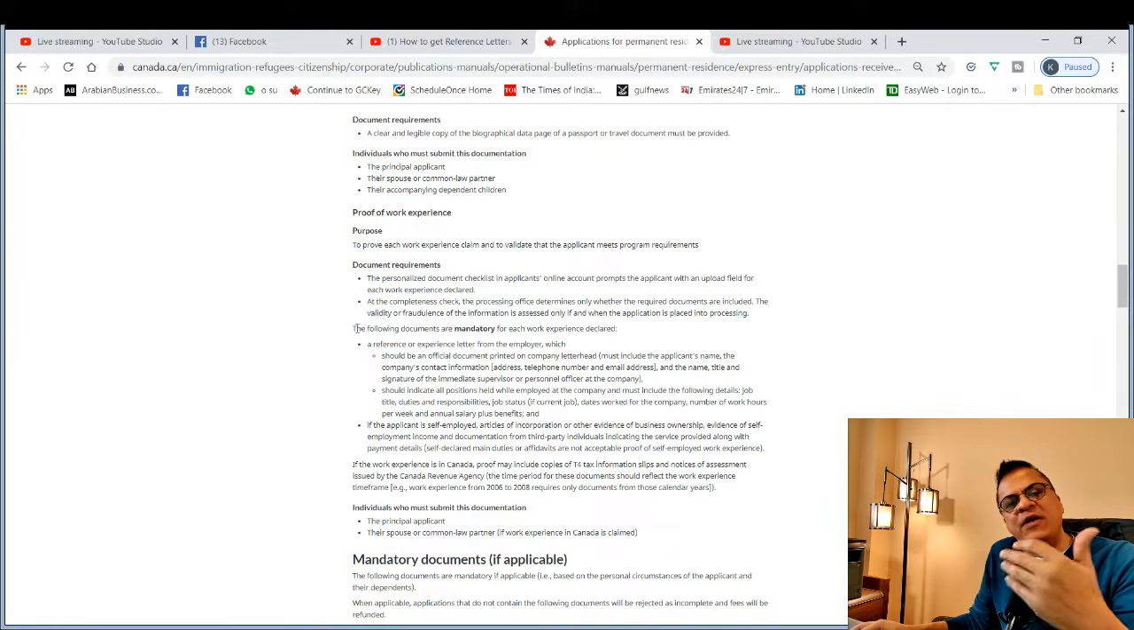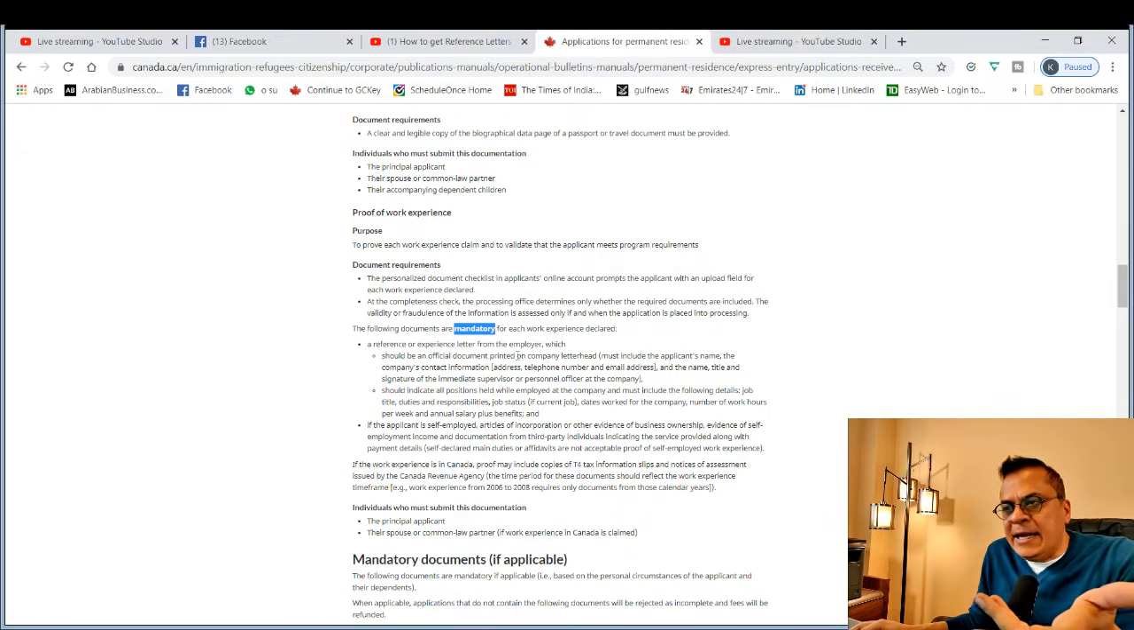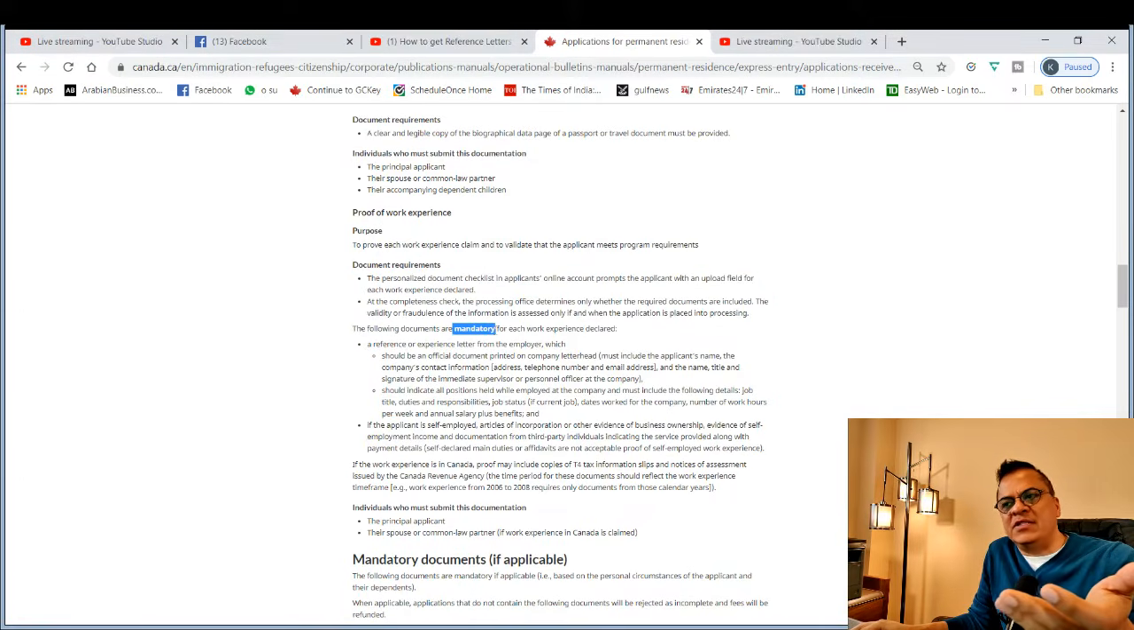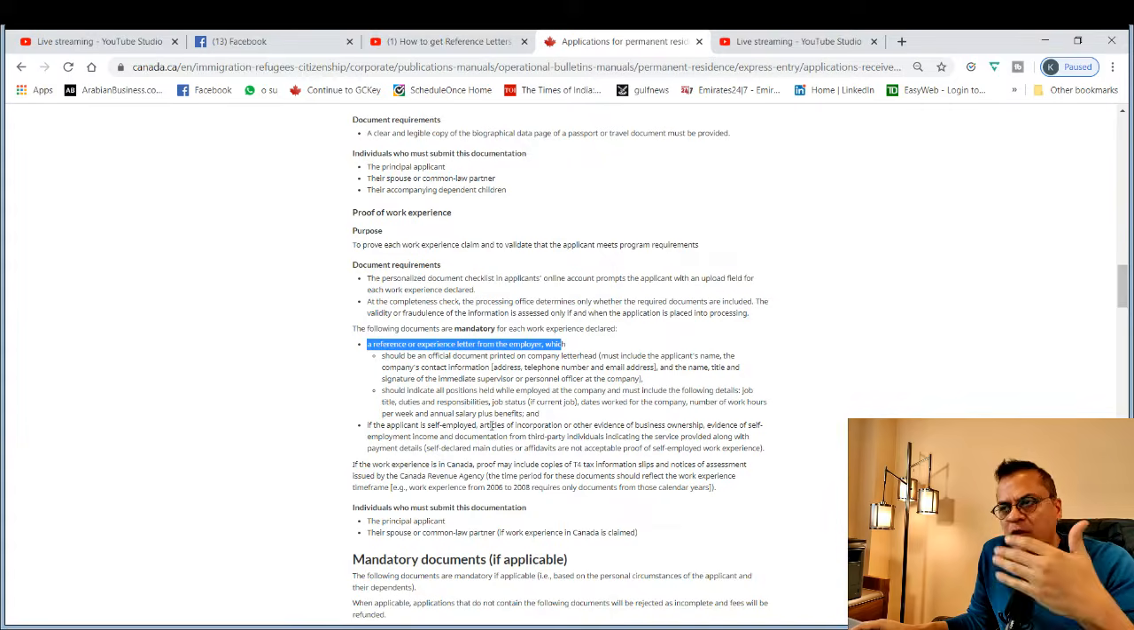Now the following documents are mandatory. You can even see that this particular word has been put in bold. In this whole text, only this word is in bold, which tells you that these are the mandatory documents which you must provide. A reference or experience letter from the employer. You could use either terminology. In this context, it means the same thing. Whether you call it an experience letter or a reference letter, it's the same thing.